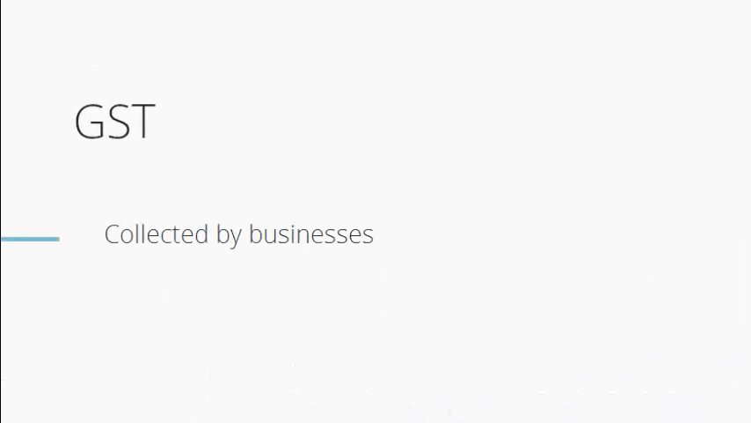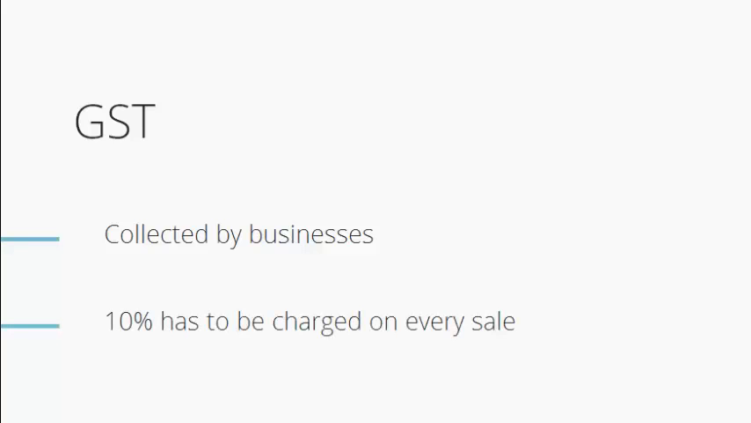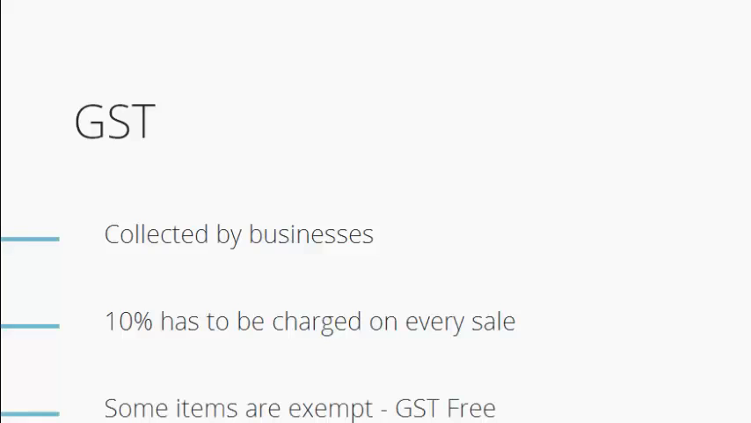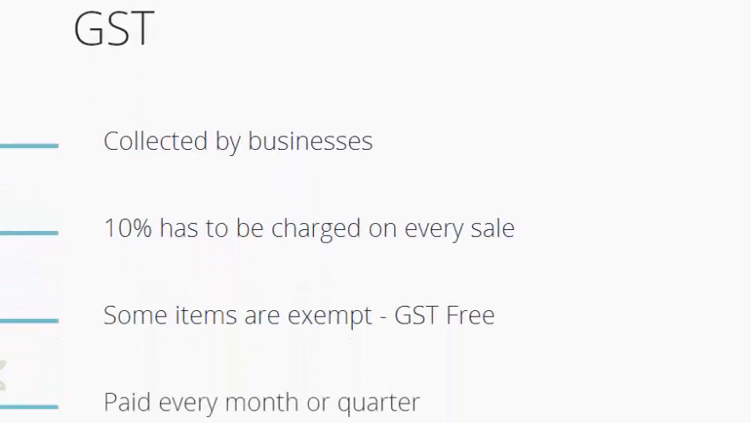Okay, so GST is an amount of usually 10% collected by businesses whenever a purchase of a good or service occurs. 10% has to be charged on every sale that is made. Some items, like food for example, non-processed food, are GST free, so there's no GST on those items.